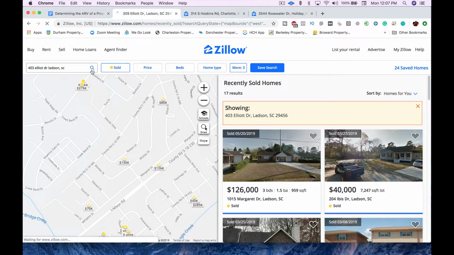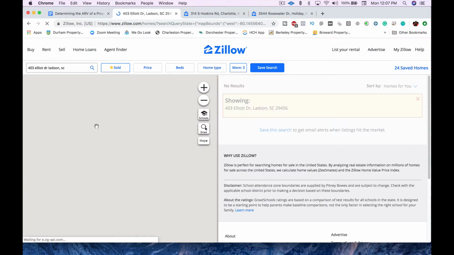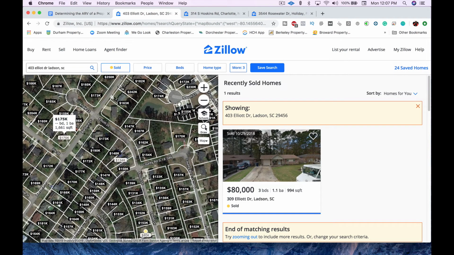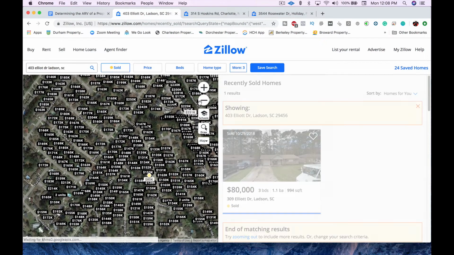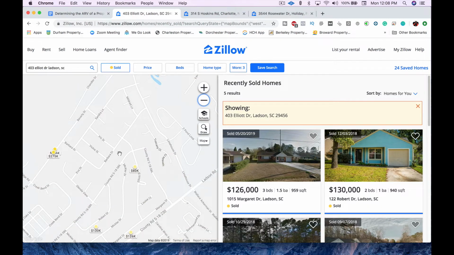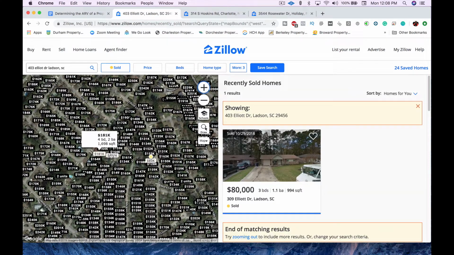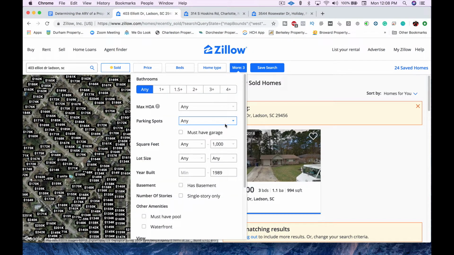One thing I like doing as well, I typically don't like going out this far. I like going really, really close to the property. So this is about the view I like keeping it at, and I'll keep it at the satellite view. If it goes to the regular map view like this, I believe this is just a little bit too far to be looking at. Ideally, I'd want to find properties right in this area over here where my property is for sale.